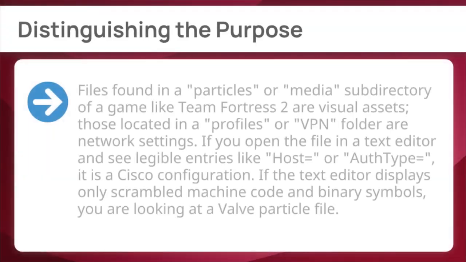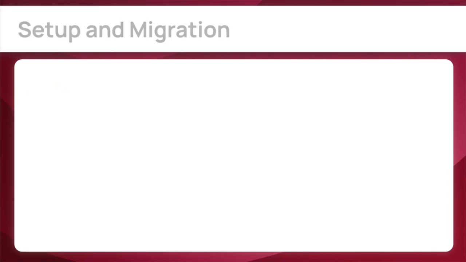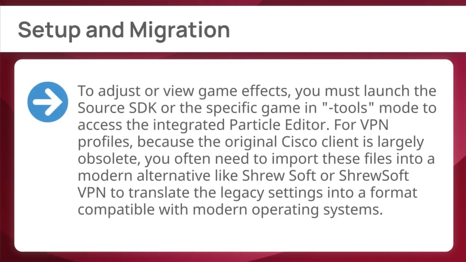Here are the common technical reasons why your system is failing to correctly parse the PCF format. First, distinguishing the purpose. Files found in a particles or media subdirectory of a game like Team Fortress 2 are visual assets. Those located in a profiles or VPN folder are network settings. If you open the file in a text editor and see legible entries like host or auth type, it is a Cisco configuration. If the text editor displays only scrambled machine code and binary symbols, you are looking at a Valve particle file.